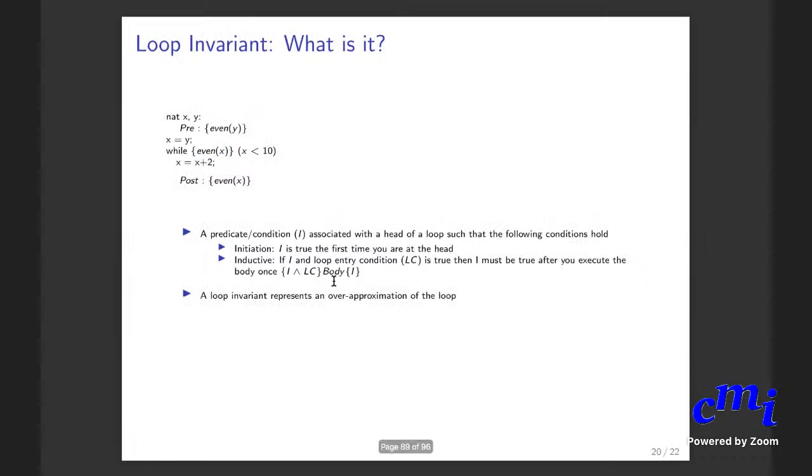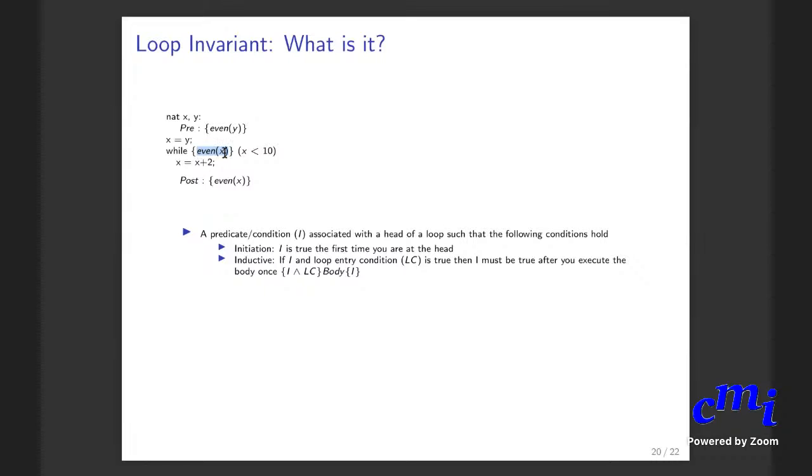In that sense, a loop invariant itself represents an over approximation of the loop. Now you have this: a loop invariant is any predicate that satisfies these two conditions. With this, you can now prove the post property. How? Because the loop invariant holds at the head of the loop in every iteration.